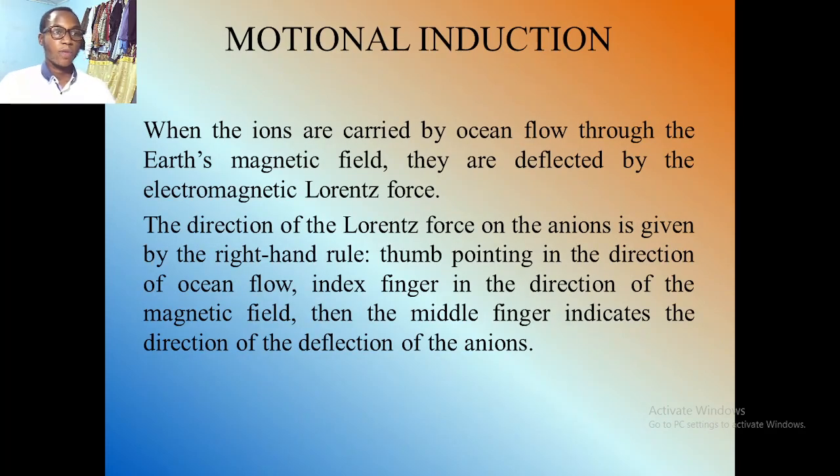So motional induction. So when the ions are carried by the ocean flow through the Earth's magnetic field, they are deflected by the electromagnetic Lorentz force. And the direction of the Lorentz force on the ions is given by the right hand rule, which is the thumb pointing in the direction of the ocean flow and the index finger in the direction of the magnetic field. Then the middle finger indicates the direction of the deflection of the anions.